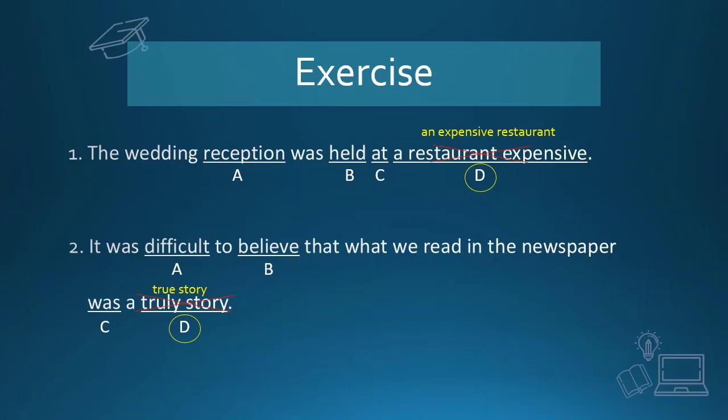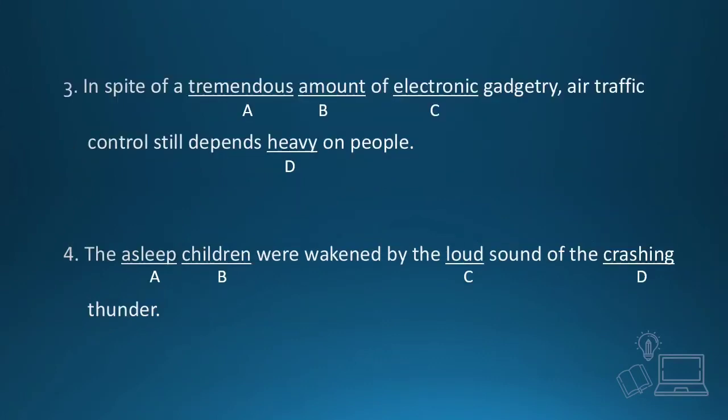Number 3. In spite of a tremendous amount of electronic gadgetry, air traffic control still depends heavily on people. The answer is D. Heavy. Karena heavy adalah adjective, yang lebih tepat menggunakan adverb heavily untuk menjelaskan verb sebelumnya depends. Depends heavily. So, the correct sentence is, in spite of a tremendous amount of electronic gadgetry, air traffic control still depends heavily on people.